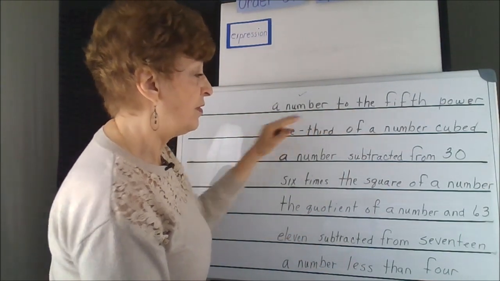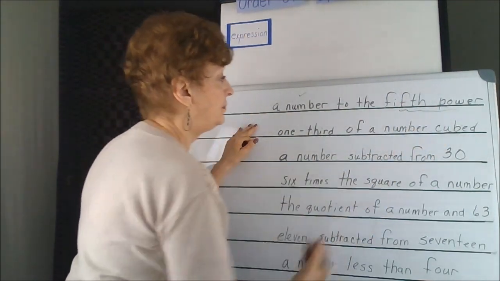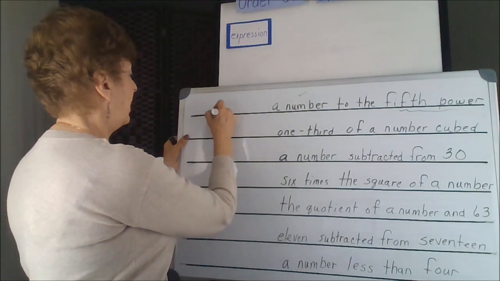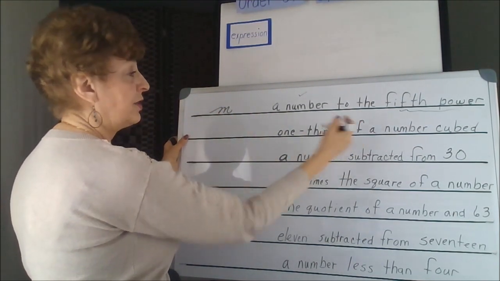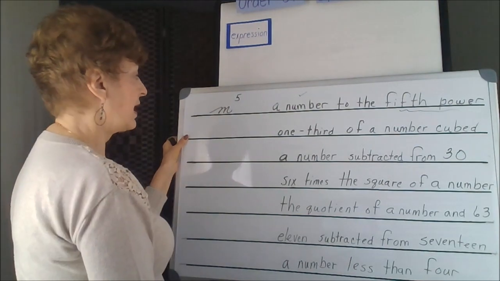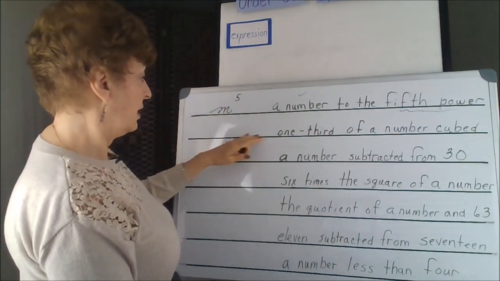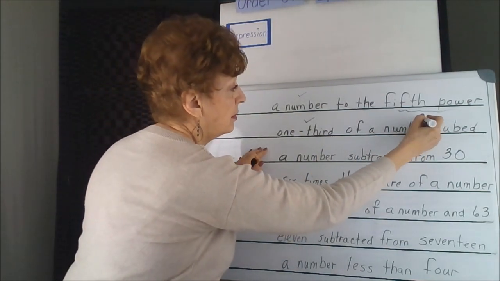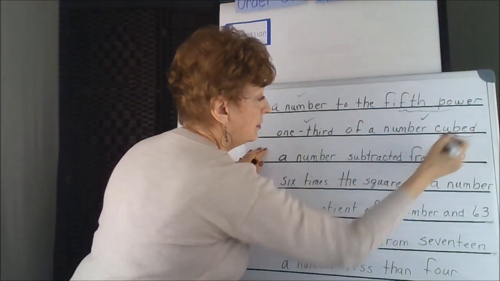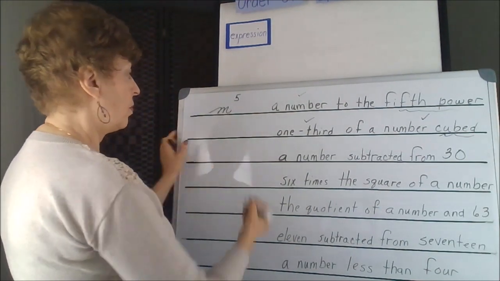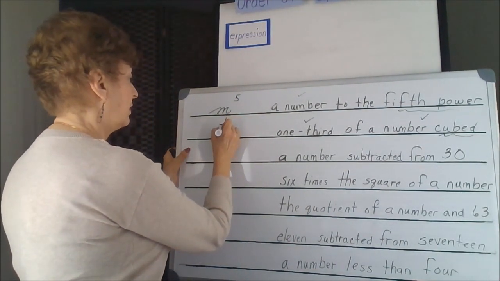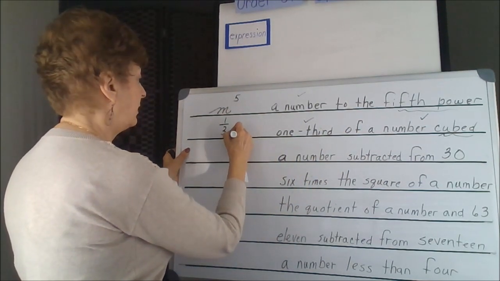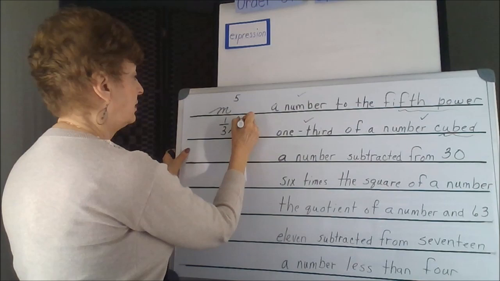A number to the fifth power. So let's pick a letter. Let's say m to the fifth power. That's how we would express it. 1/3, here's a number, of a number, cubed. So 1/3 of a number, we don't know what it is, let's call it m again, cubed.